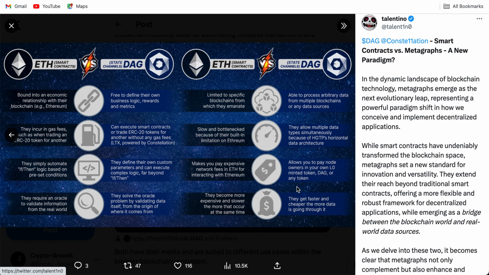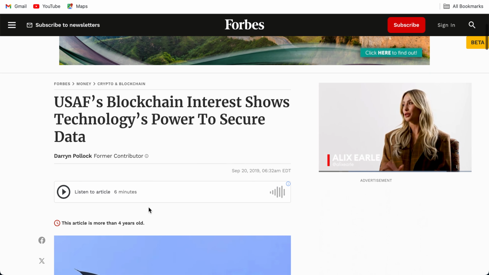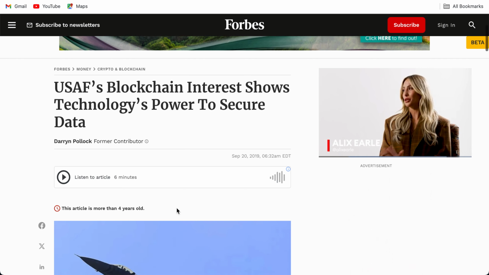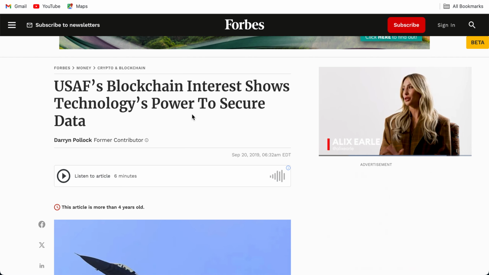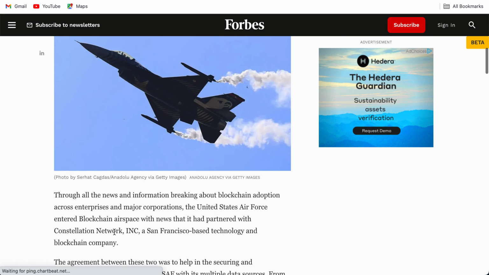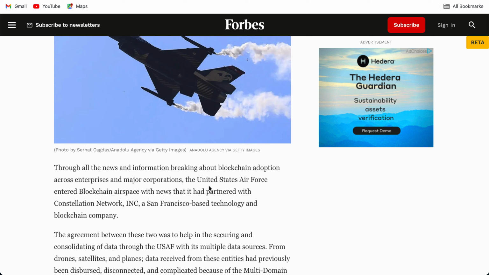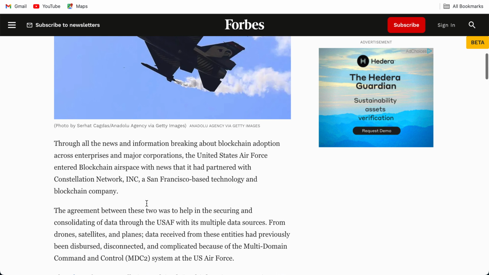So if this isn't huge, if this isn't the evolution of blockchain technology, the next phase of blockchain, then guys, what is? If Constellation DAG wasn't such a great project, if it wasn't the next step forward, guys, the USAF wouldn't have shown interest in its technology. Check this out. USAF's blockchain interest shows the technology's power to secure data, amid all the news and information breaking about blockchain adoption across enterprises and major corporations.